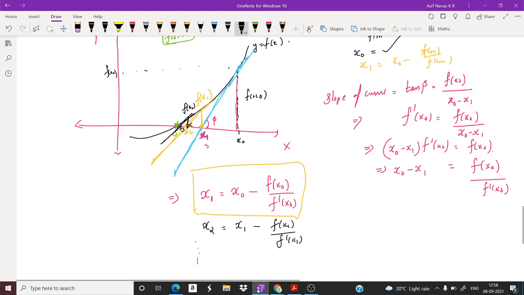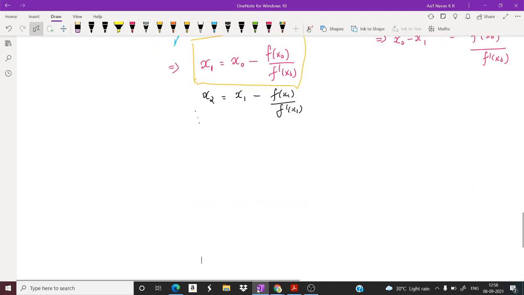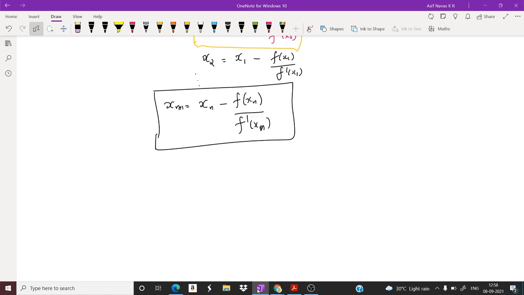So in general, what is the Newton-Raphson formula? x n plus 1 is equal to x n minus f of x n divided by f dash of x n. So we get x naught, that is the initial value, then x1, x2, etc., xn, etc. While iterating, if you get 4 decimal places equal, then we can stop.